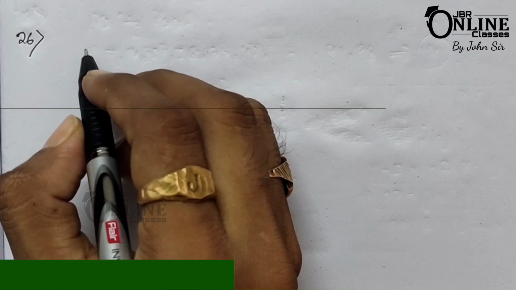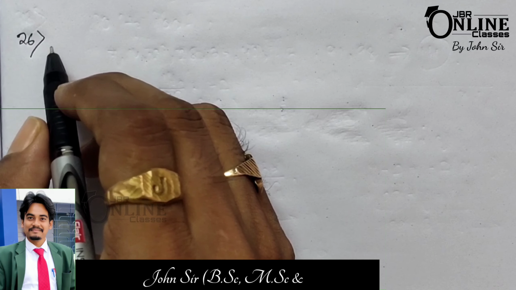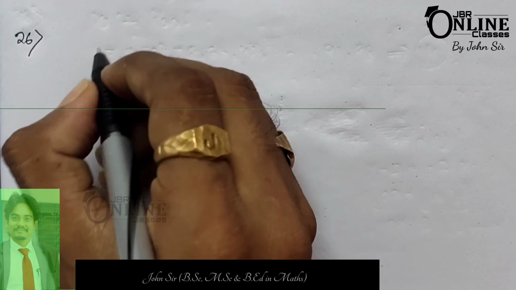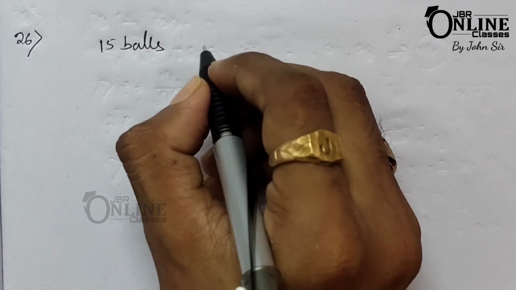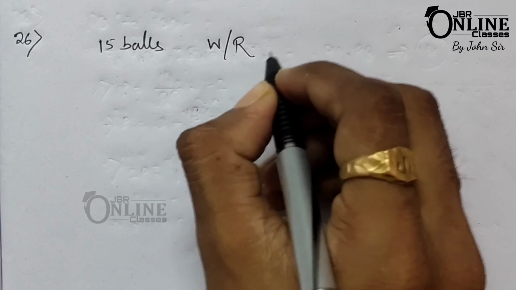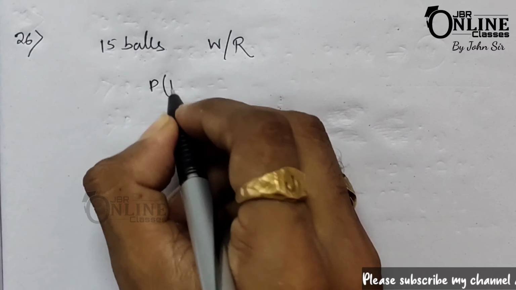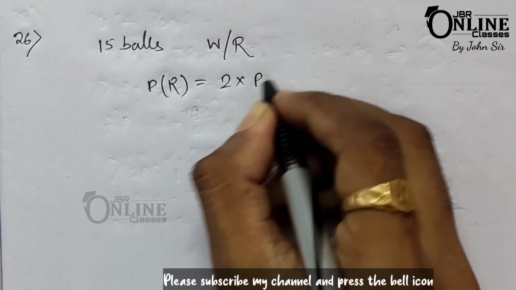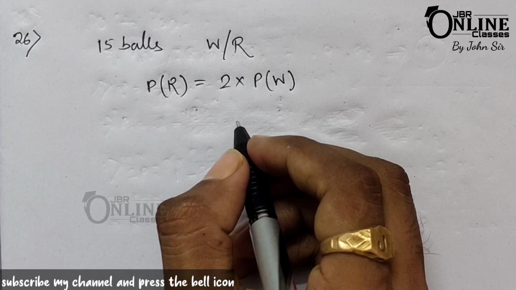Hello everyone, so today I am going to start from sum number 26 from the chapter probability. Here the question is: a bag contains 15 balls, of which some are white and some are red. If the probability of drawing a red ball equals twice the probability of a white ball, find the number of white balls in the bag.